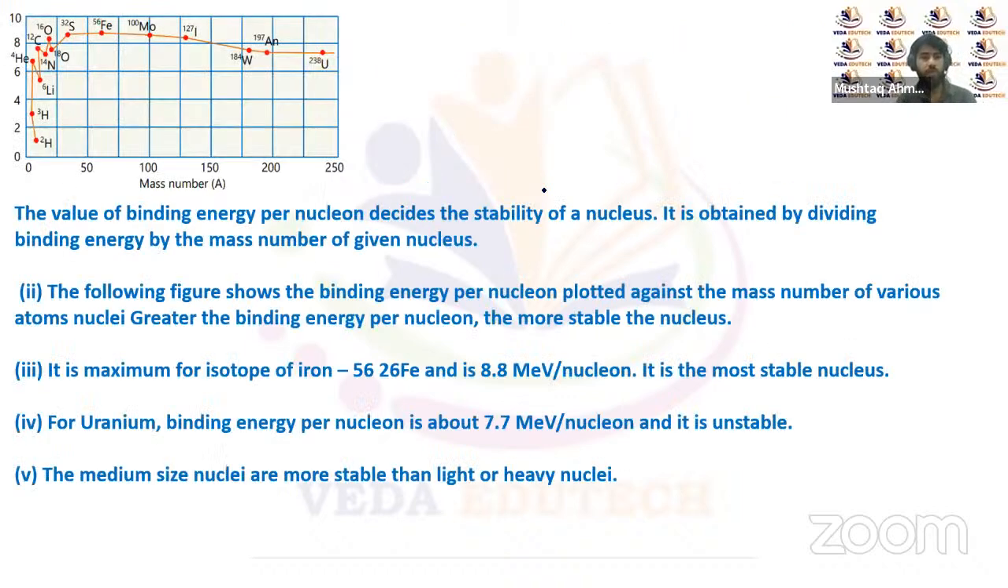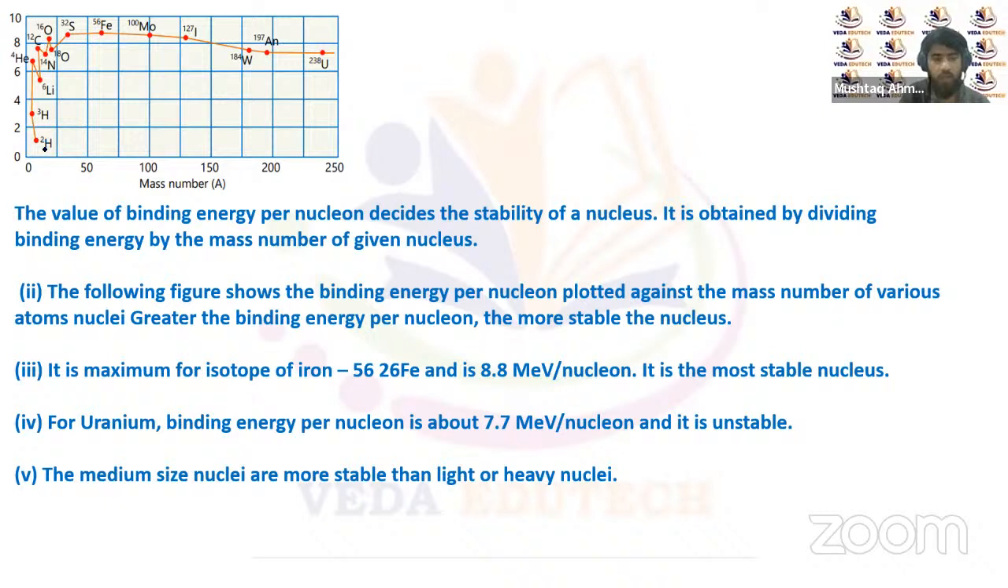Now let's plot the binding energy per nucleon for different nuclei as a function of mass number. Binding energy per nucleon decides the stability of a nucleus. If we plot it as a function of mass number, you can see this is the hydrogen, deuterium, this is the tritium, this is the lithium, nitrogen, this is the oxygen.